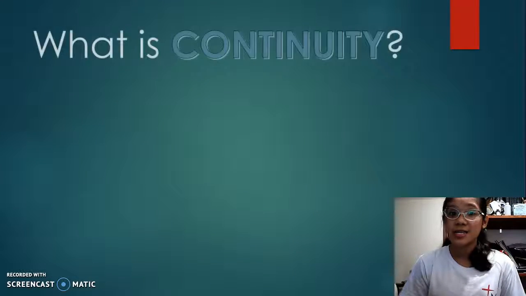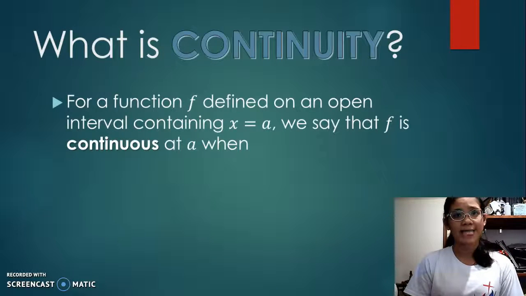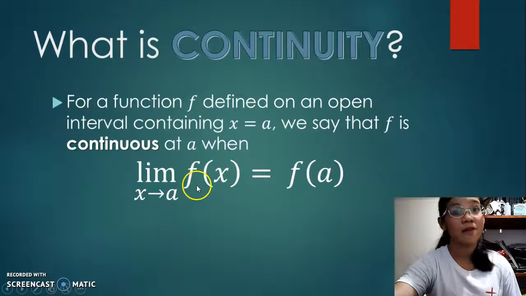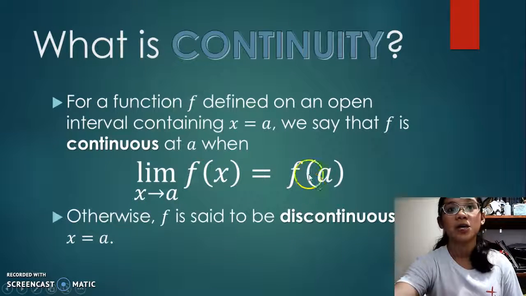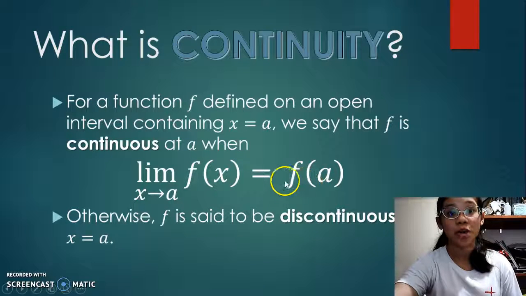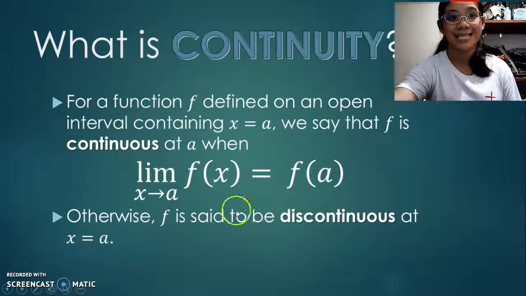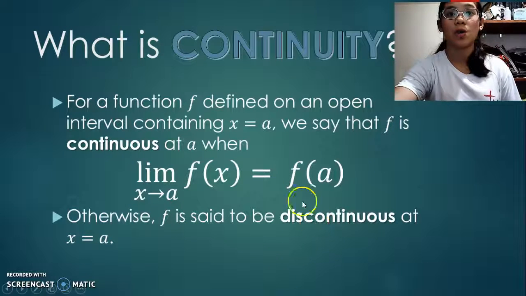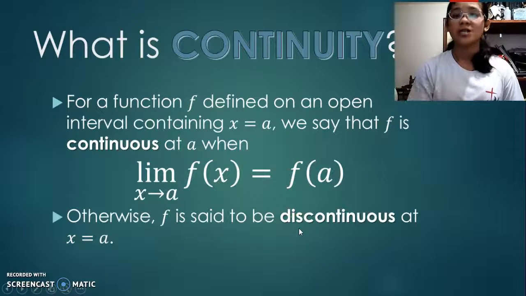So what is continuity? For a function f defined in an open interval containing x equals a, we say that f is continuous at a when the limit of the function of x, where x is approaching a, is equal to the function of a. So the values of these two must be equal to each other. Otherwise, f is said to be discontinuous at x equals a. If these two values are unequal, then we would have a discontinuity. This is just a broad definition of continuity.